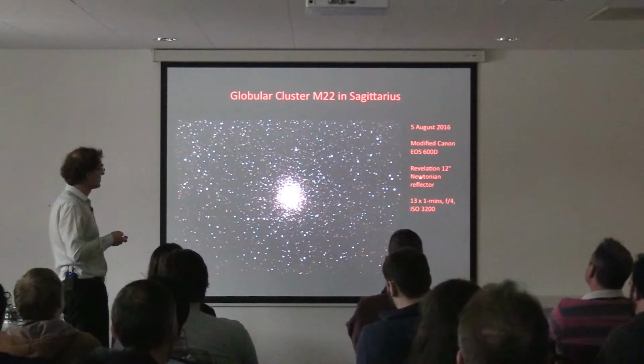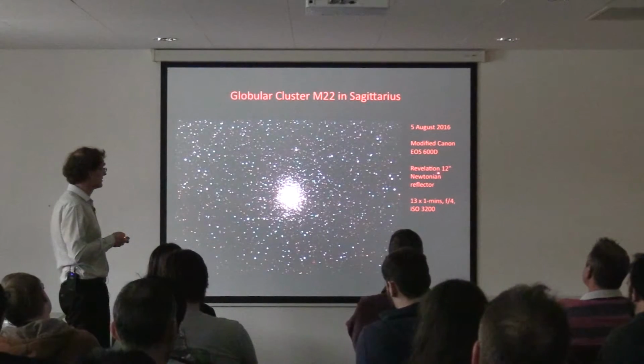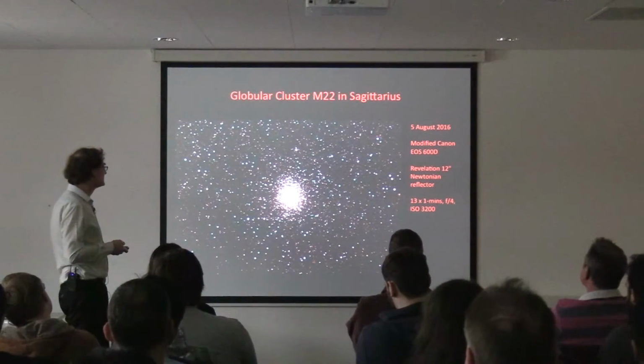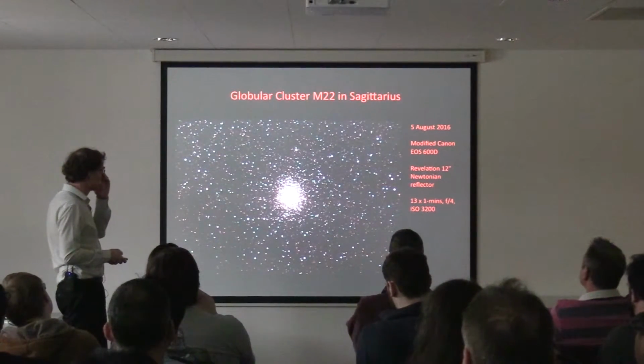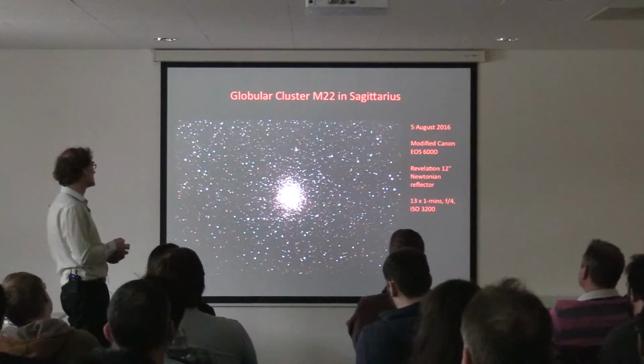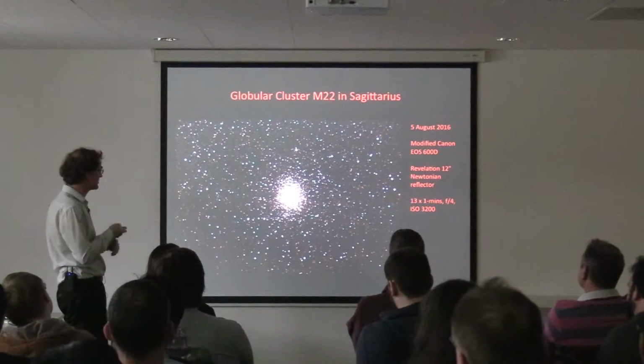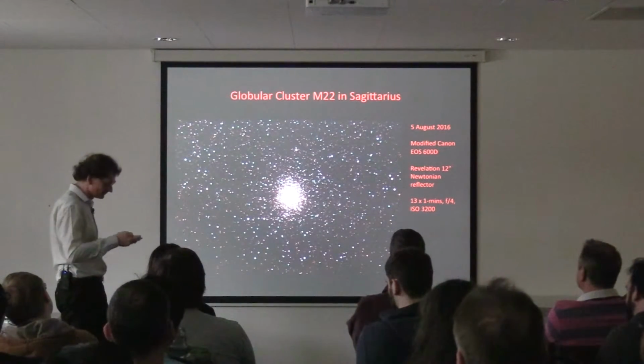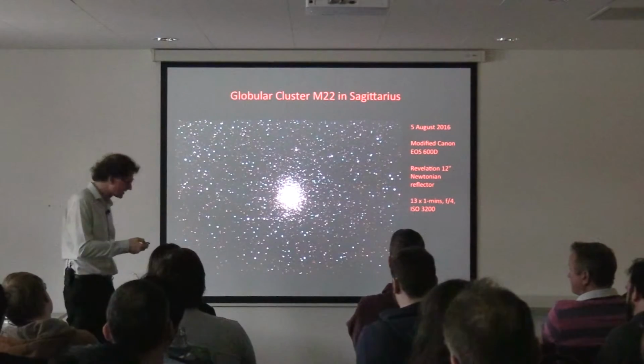This was taken through a 12-inch reflector, which is in some ways my best telescope, in some ways my worst telescope. It weighs a ton, and it's very difficult to get really good images, but when you get something, it really does work well, but it's a bit hit and miss.